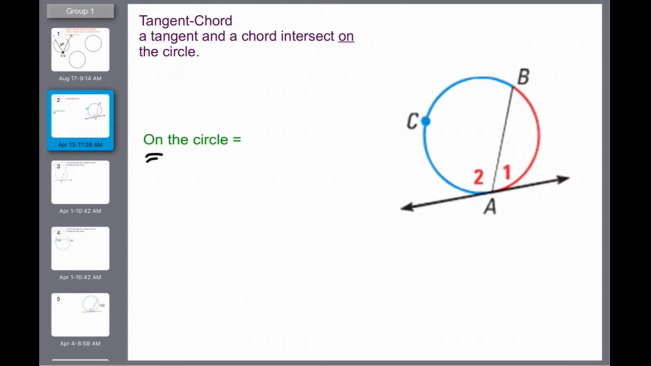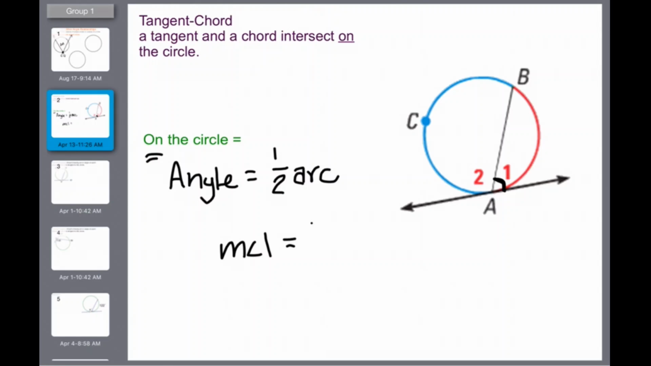All right, so these two have a special type of relationship when we're talking about being on the circle. So when we're talking about an angle that those two form, for example, 1 and 2 are both formed by that intersection, that angle is going to be equal to 1/2 of the arc measure. So 1/2 of our arc. What that looks like in each individual case is that, say for example, we wanted to find angle 1 right here. We would say that the measure of angle 1 is equal to 1/2 of its corresponding arc.